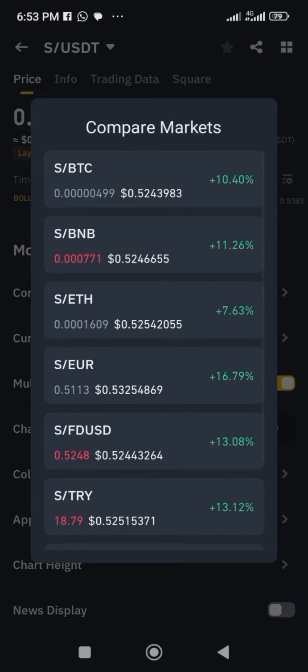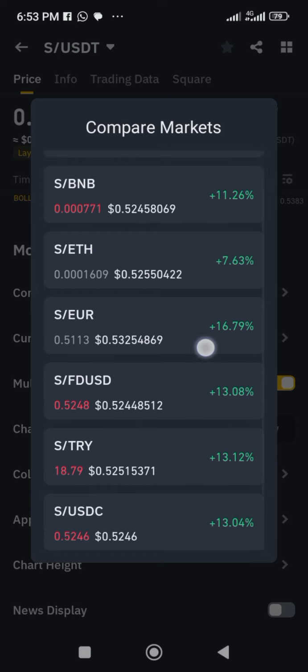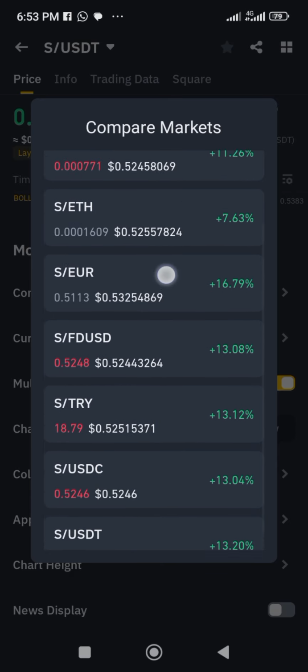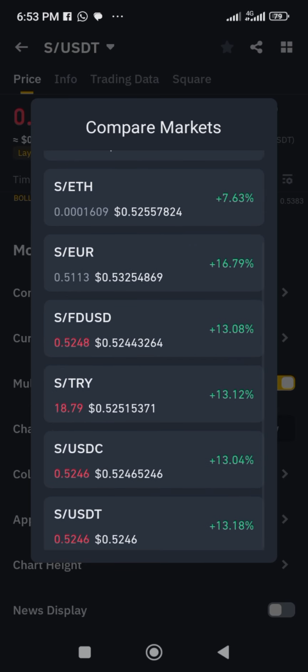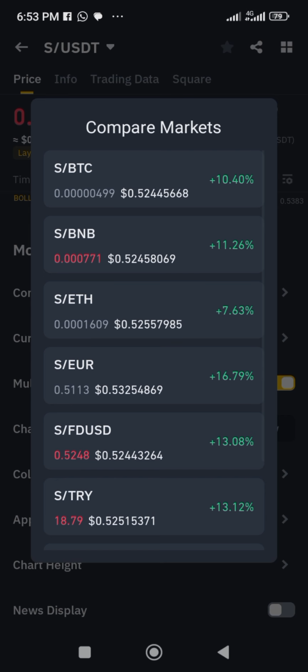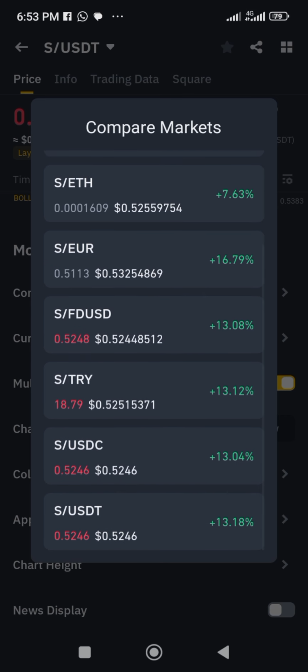This is the coin I'm talking about, SBTC. You can see the price of SBTC, SBNB, S Ethereum, SEUR, and the rest. You can see it here. So what we are going to do is buy from SUSDT here and sell it to SEUR. EUR is a fiat currency, and USDT is a cryptocurrency, a digital currency. So we are going to buy from SUSDT and sell to SEUR.